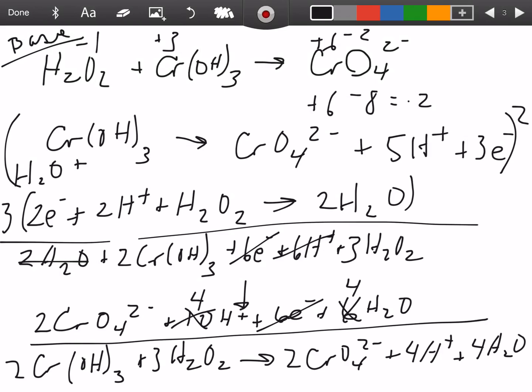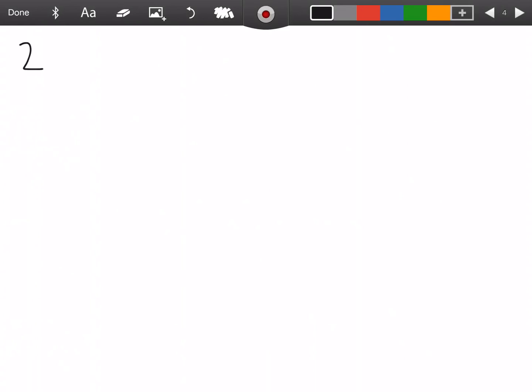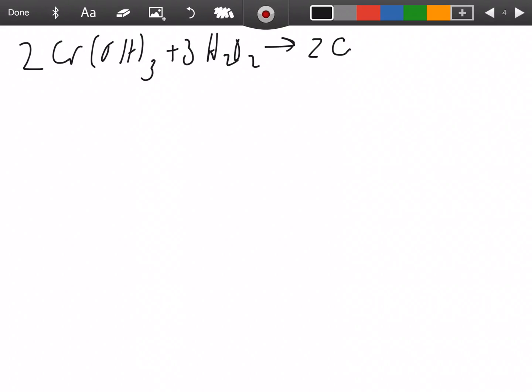So let me go to the next page here real quick and see if I can reproduce that reaction. 2 CrOH3 plus 3 H2O2 is going to give me 2 CrO4 2 minus and 4 H plus and 4 waters.